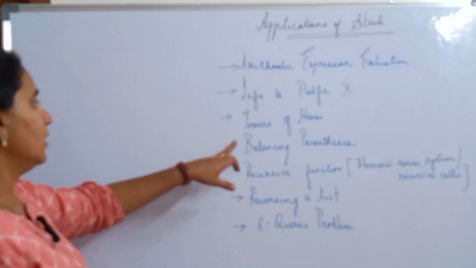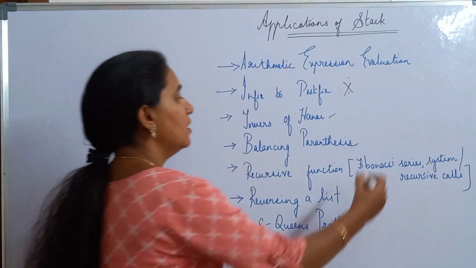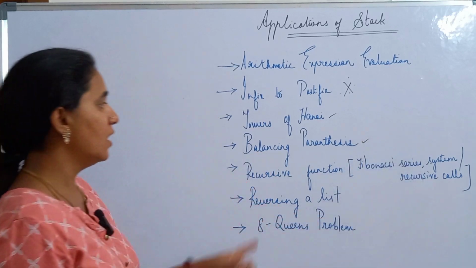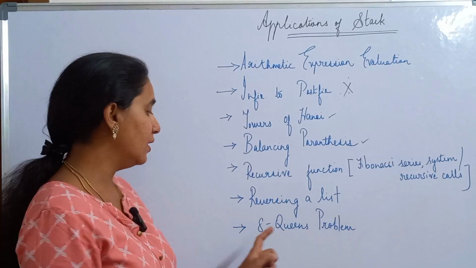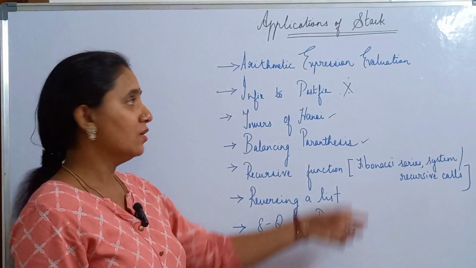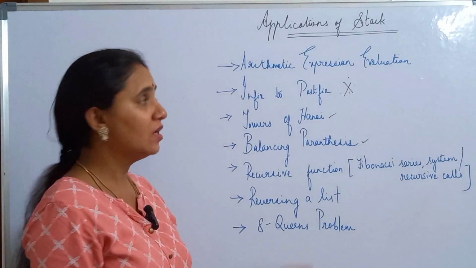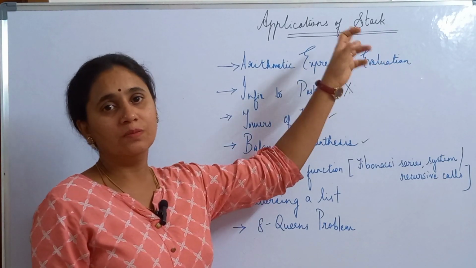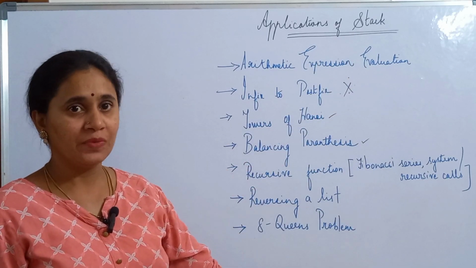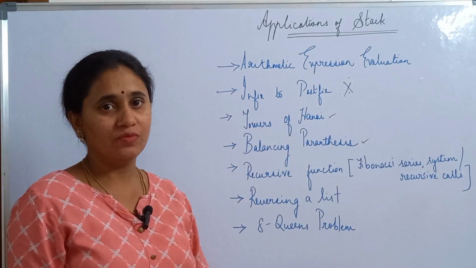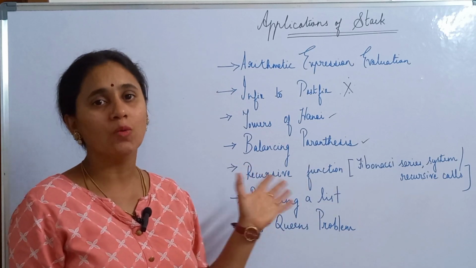Next is the Towers of Hanoi problem, and next are balancing parentheses, recursive functions, reversing a list, and the 8 queens problem. For all these important applications, we are using stack as the main data structure for storing and evaluating. Please make a note of it, friends. Clear? Now we will go for problem discussion.